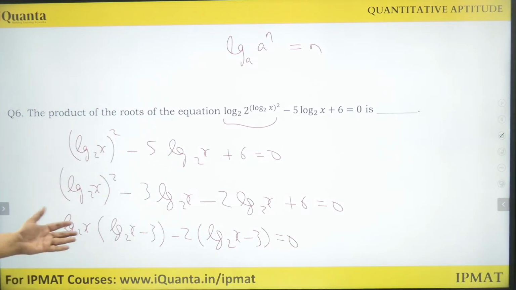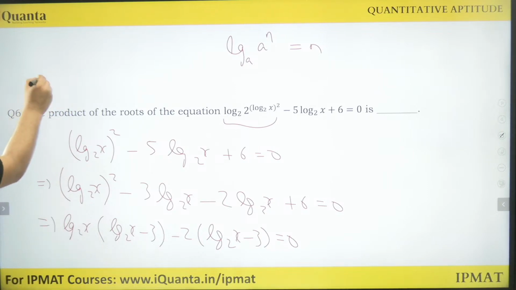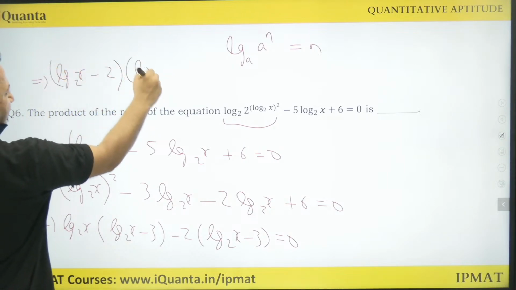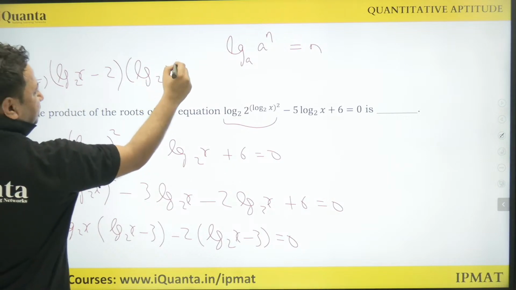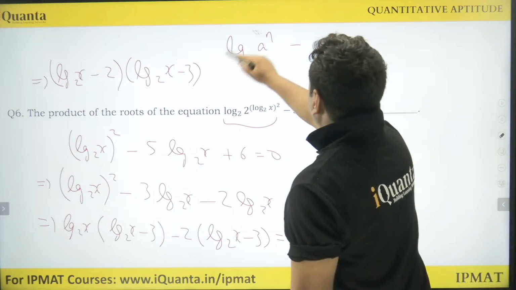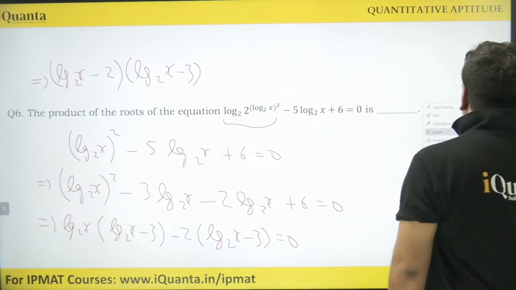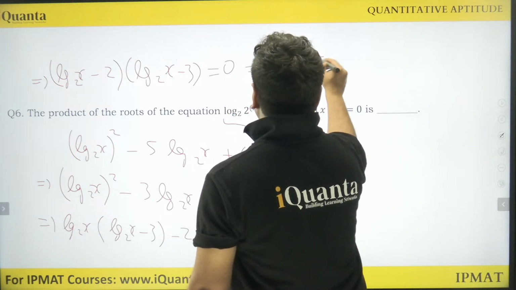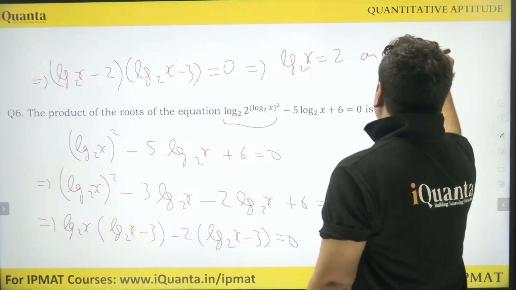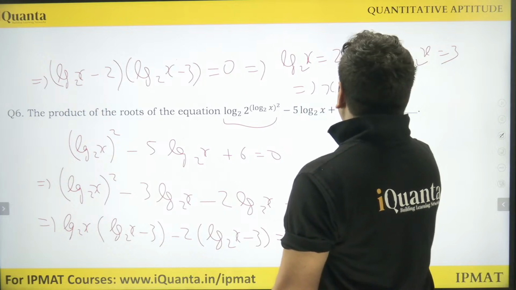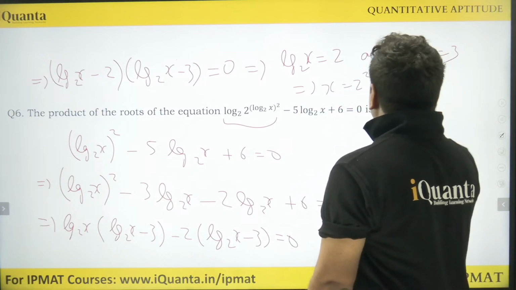I think all of you know how to break the middle term. Second step, third step, fourth step I'll write over here. So we have log x base 2 minus 2 in one bracket and log x base 2 minus 3 in another bracket. This is equal to 0. Which further means that log x base 2 is equal to 2 or log x base 2 is equal to 3. Solving it, x becomes 2 square or 2 cube, that is 4 and 8.